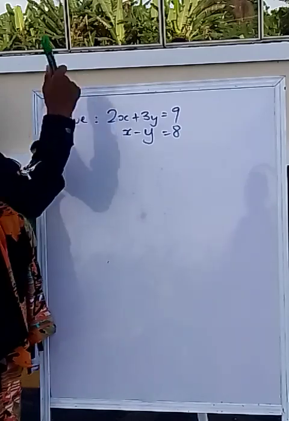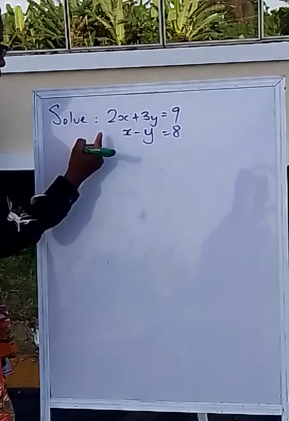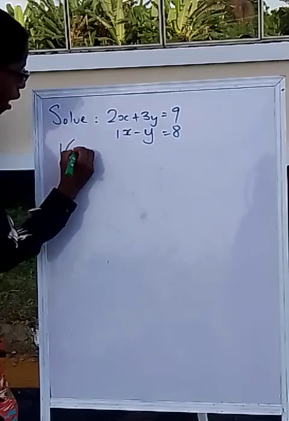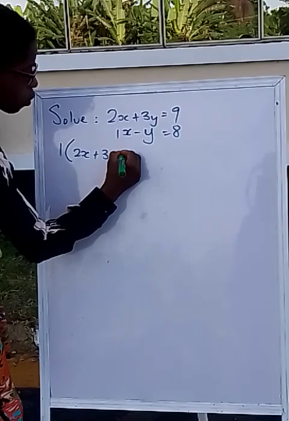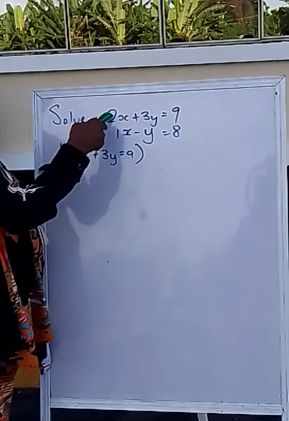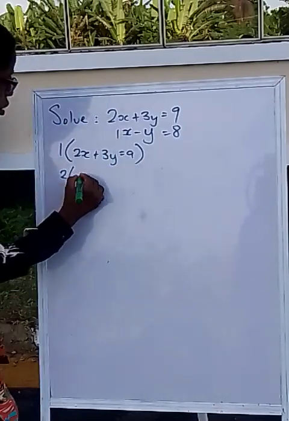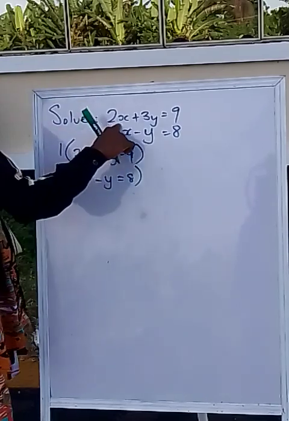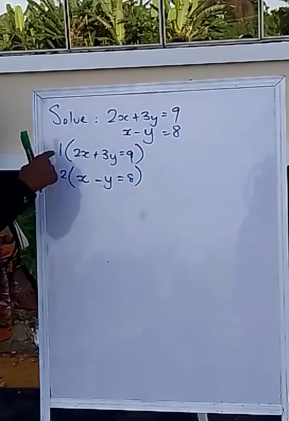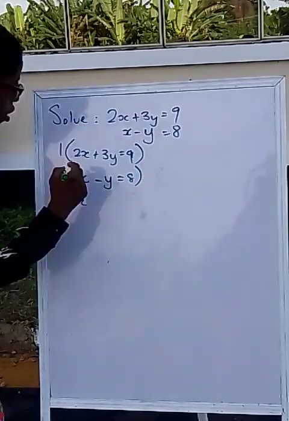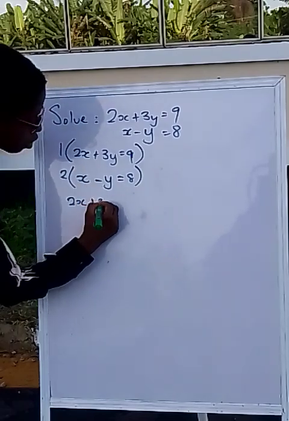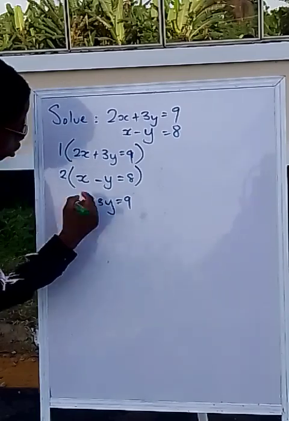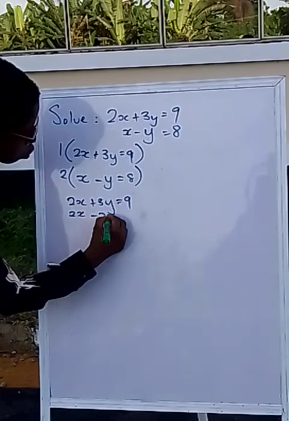So when we do that, the coefficient of x here is 1, but it's not written. So we have 1 times 2x plus 3y equals 9. Then the coefficient of x in equation 1 is 2. We have 2 times x minus y equals 8. Please don't be confused by this one that I put here. So 1 times 2x is 2x. 1 times plus 3y is plus 3y equals 9. Then 2 times x is 2x, minus 2 times y is minus 2y, equals 2 times 8 is 16.